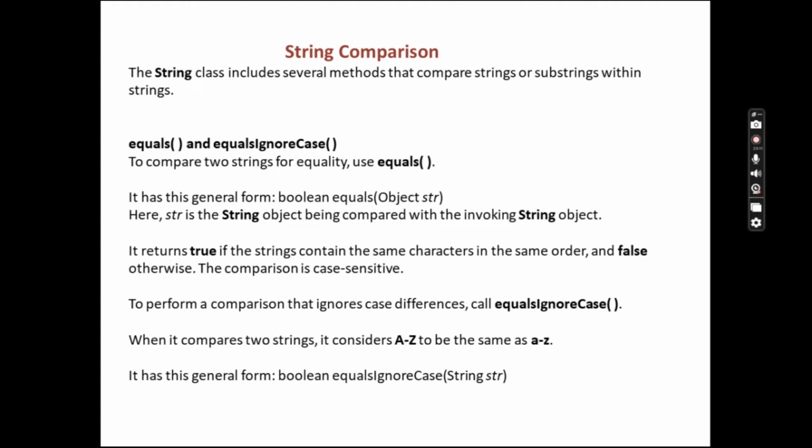And if you want to ignore capital case and small case and check only the order of characters, the number of characters, and the characters themselves, you can use equalsIgnoreCase. When it compares two strings, it considers A to Z to be the same as a to z. equalsIgnoreCase.